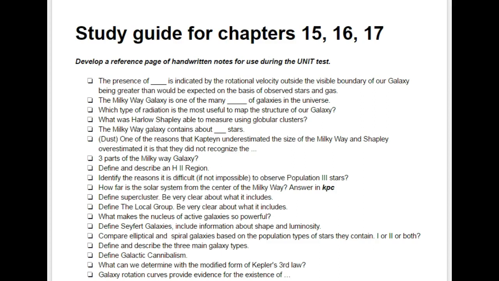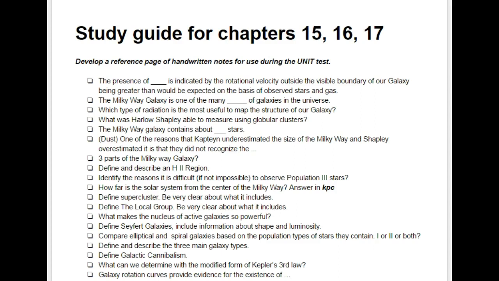Identify the reasons that it's difficult, if not impossible, to observe population 3 stars. They are rare and hard to find. They are contaminated and appear to look like population 2 stars. And another thing is they're extremely massive, and that makes their lifespan very, very short. So they're rare, they don't last very long, and they look like other stars due to contamination. That's the big ideas.